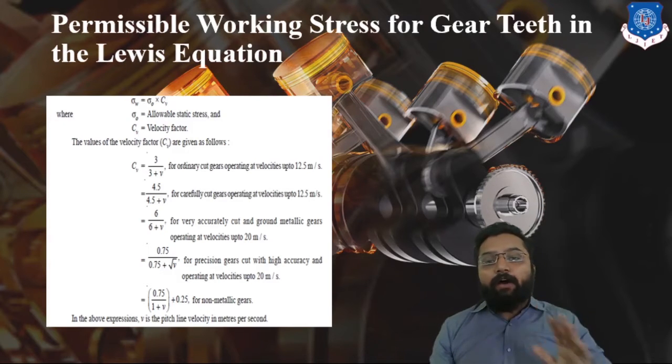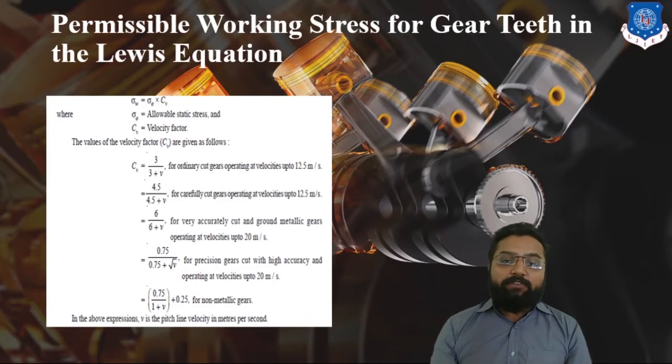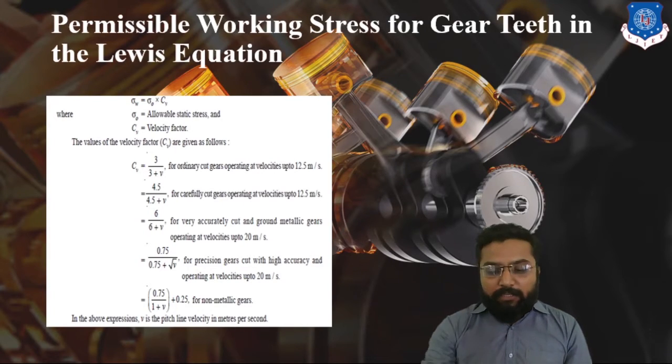While it's working, we have to consider velocity as another factor. Here we multiply our direct stress with the velocity factor, and then we can find this working stress sigma w. So sigma W is the allowable stress into the velocity factor. This particular velocity factor, which is CV, depends on the speed or velocity of our gear. Here you can see different types of velocity, and depending on that we can find different values of CV.